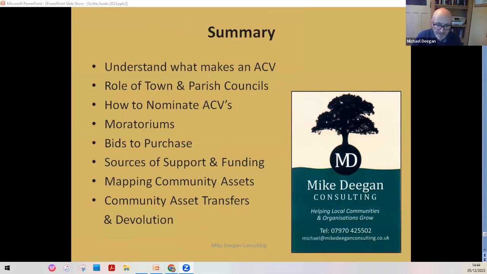Okay, so with the late start, I rushed through that quite a lot, but in summary, I think it's fair to say that it's a far from perfect scheme, the ACVs, but it does still provide opportunities. So it's important to understand what makes an ACV, the role of town and parish councils in this process, how to nominate an ACV, and remember the two moratorium periods and the bid to purchase process. It's difficult, but try to be as prepared as possible if something does come up, because often we're trying to fight fire really, with very little time available to us, often less than six months.